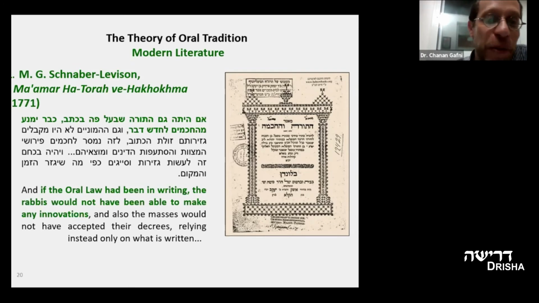The first place where I encountered this new view of oral law is in a text written by Mordechai Gimpel Schnaber Levison. I don't know how he had so many names. A book called Ma'amar HaTorah VeHaChochma, a book about the Torah on the one hand, but also chochma, wisdom. It deals with Jewish tradition, but also modern science. It was published in London in 1771, although the author was actually born in Germany.